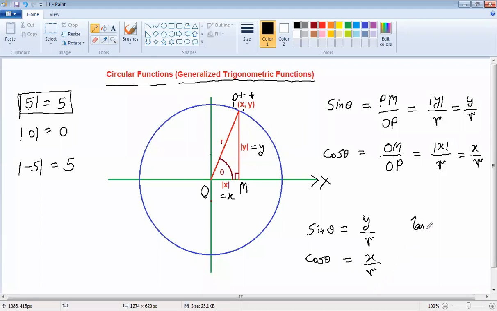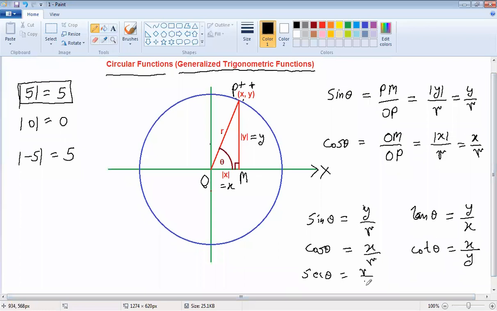And tan theta, looking at this diagram, what was that originally? Perpendicular upon base. So we take it as y coordinate divided by x coordinate. Cot theta, originally it was base upon perpendicular. Now we take it as x coordinate divided by y coordinate. And secant theta, of course, we took as hypotenuse upon base. So we take it as radius upon x coordinate. And last, cosec theta was defined as hypotenuse divided by perpendicular. So we take it as radius divided by y coordinate.